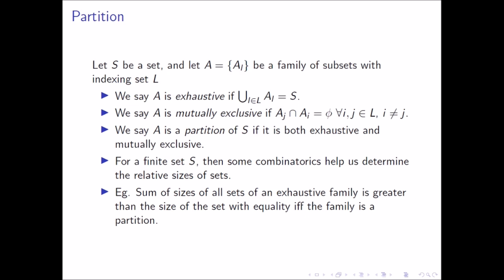So can you show this in general? And also, we can show that equality will hold if and only if that family is a partition. For example, {1, 2} and {3}. Here, the sum of cardinalities is 2 plus 1, which is equal to 3, which is equal to the set's cardinality. And indeed, you can show {1, 2} and {3} form a partition of S.